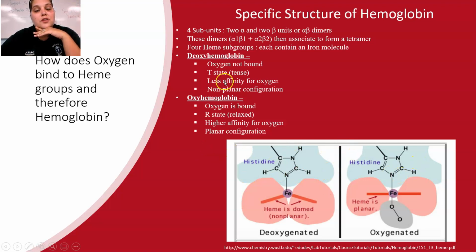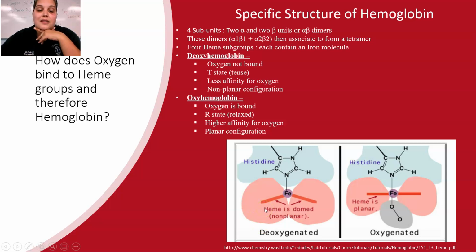So there's 2 specific structures that we're going to see the hemoglobin in. The first one is deoxyhemoglobin, and this is where the oxygen is not bound to all of the hemes. This is known as the tense state, the T state. In this state, the hemoglobin has less affinity for oxygen, and it's also in a non-planar configuration. And I put this image down here because I think it shows a really good view of deoxygenated versus oxygenated hemoglobin. So over here you see the deoxygenated, and you see they're not in a straight line and not on the same plane. So non-planar, T state, deoxyhemoglobin.